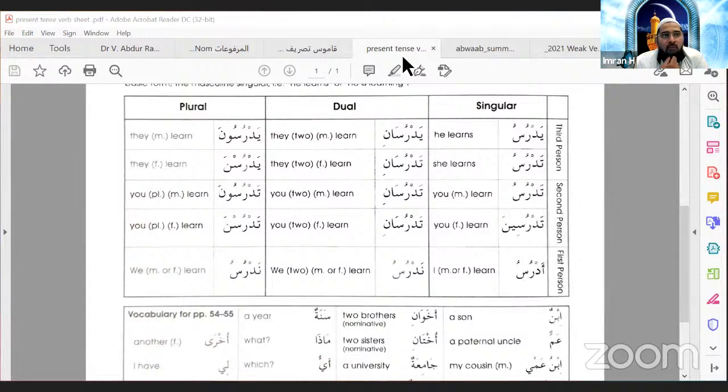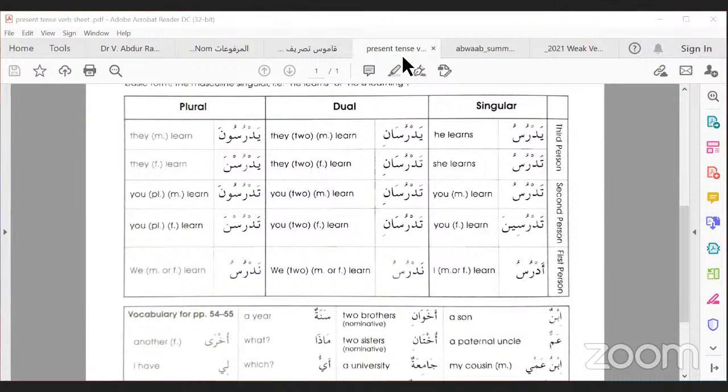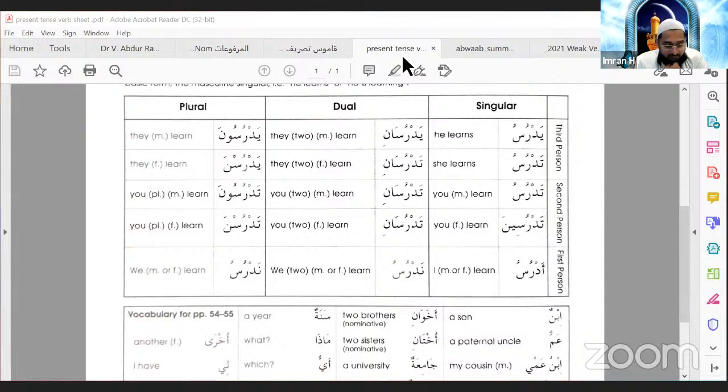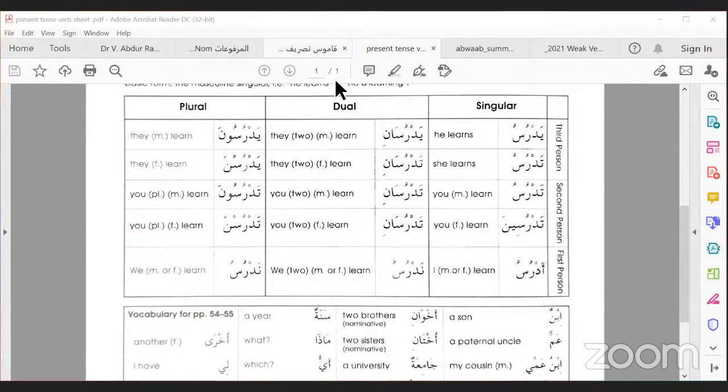Finally, they all male learn. يدرسون. Yadrusuna, correct. You all male learn. تدرسون. Tadrusuna. Okay, excellent. Right. That's going to be enough for tonight. I think you probably want to watch the football match.